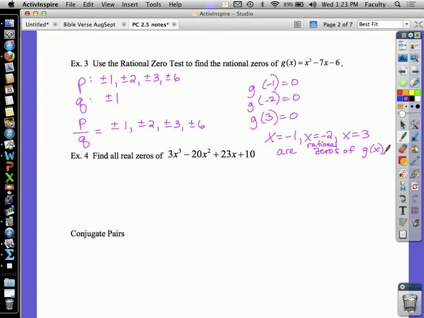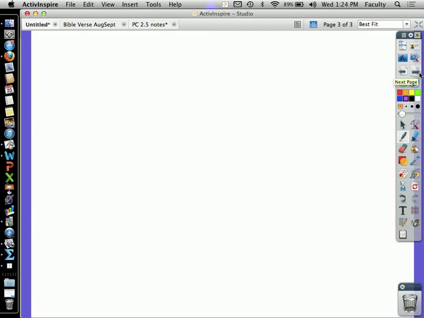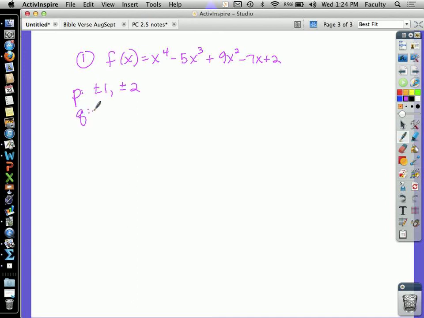Do number 1 and number 2 with you and then give you a few minutes to work on your own. So in number 1, it says f of x equals x to the 4th minus 5x cubed plus 9x squared minus 7x plus 2. And we want to find the rational roots, and roots and zeros mean the same thing. So p, the factors of 2, are plus or minus 1, plus or minus 2, and q is just plus or minus 1.